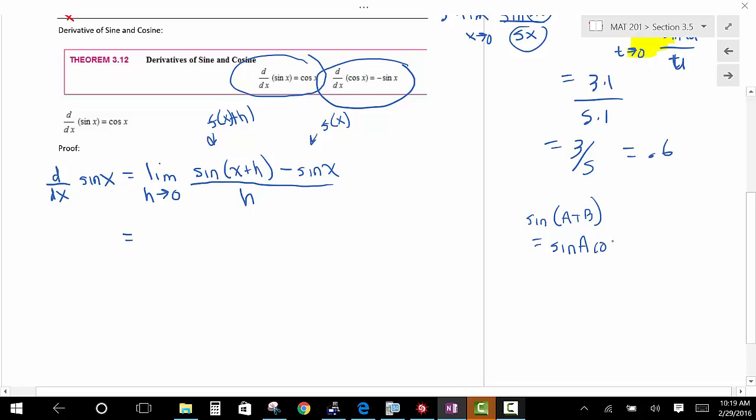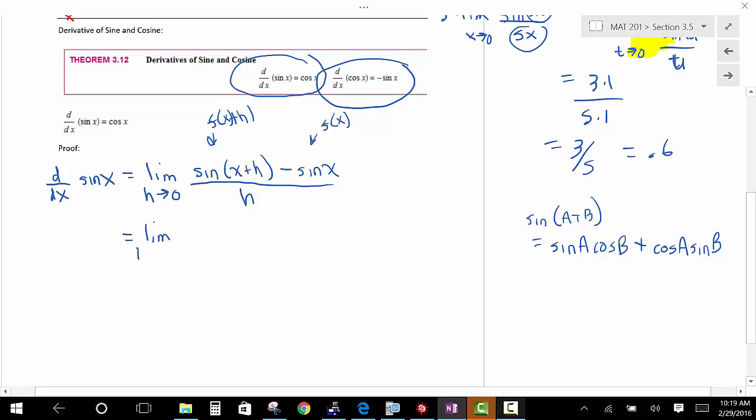Sine A cosine B, same sine cosine A sine B. It was the cosine identity that had the different sign. So that's the one I usually say: sine, cosine, cosine, sine, same sign. That's how you remember it. So we're going to apply that now.